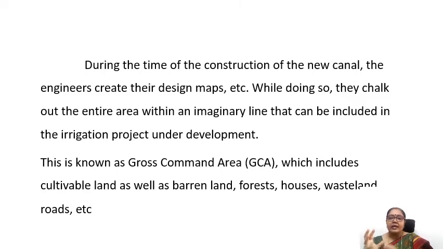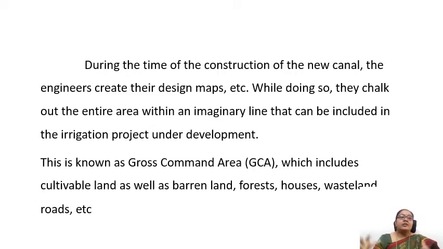When the engineers are designing these projects, they have this imaginary line that is being drawn, wherein they try to include or decide which areas are going to come under the command area and which can be used later on. So that was called as GCA, Gross Command Area. This includes all the cultivable land as well as barren land, forests, houses, wasteland, roads, etc.